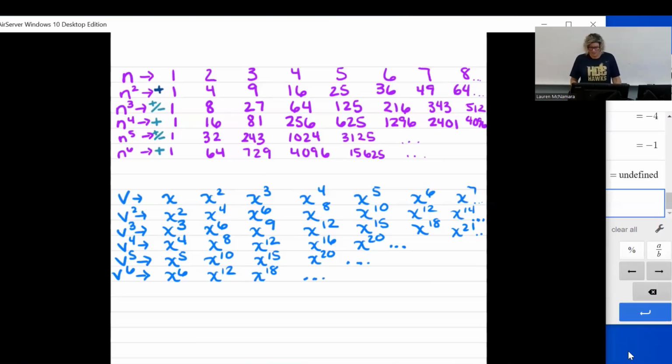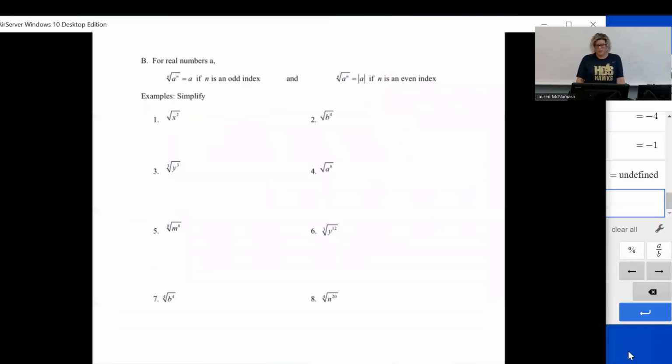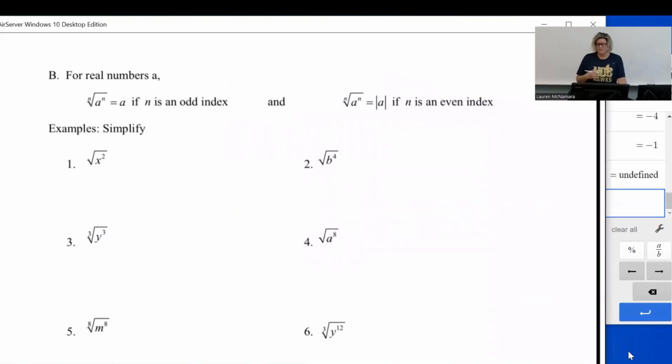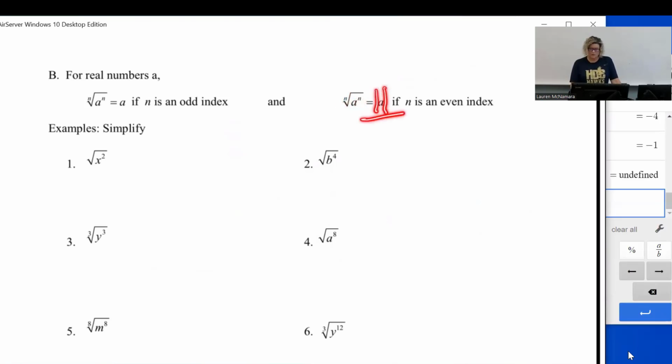All right, so there is a little bit of extra here with this definition that says if your index is even and your exponent underneath is even, you need to take the absolute value.